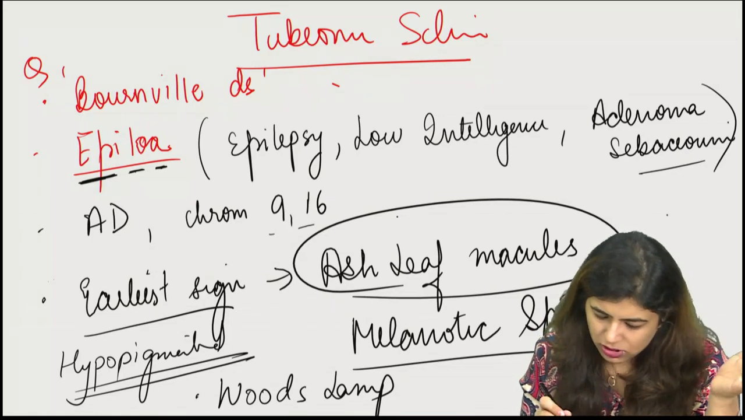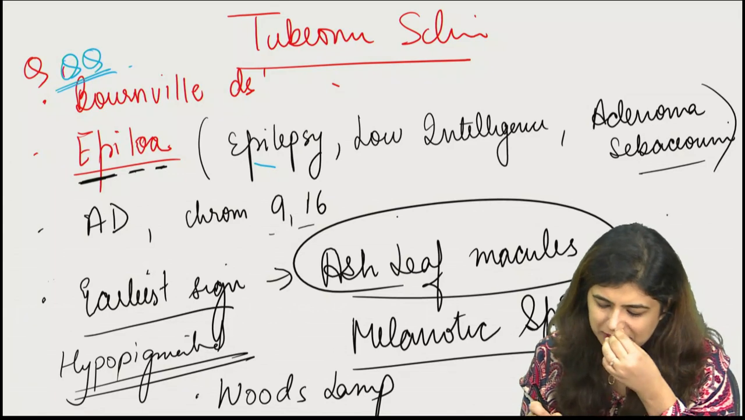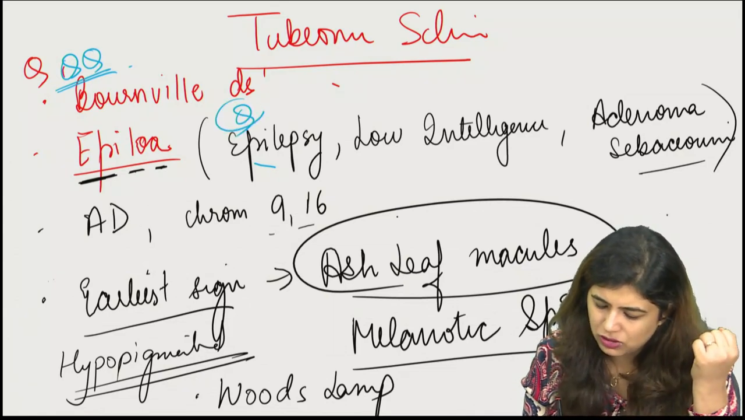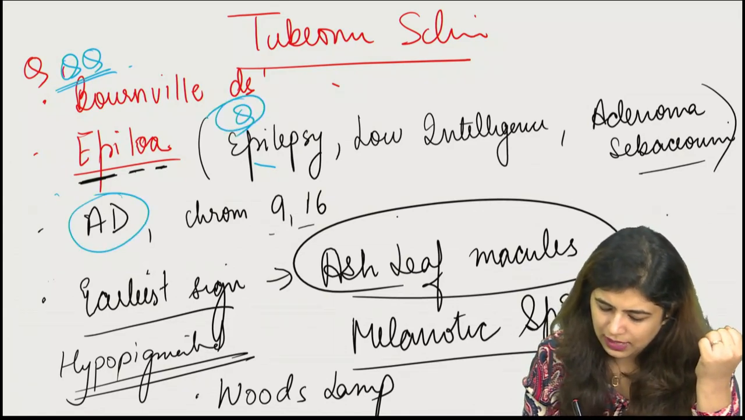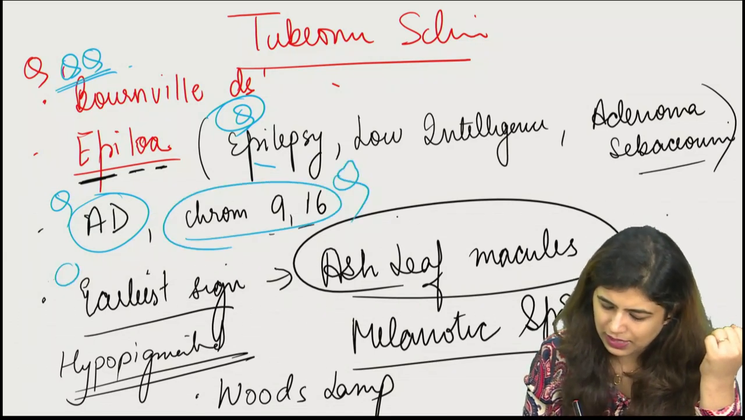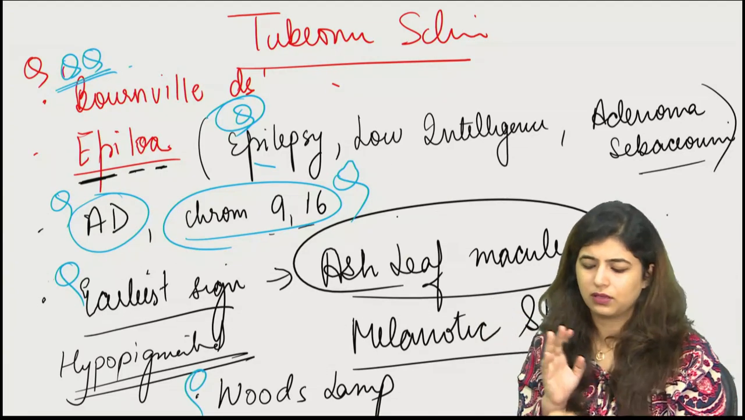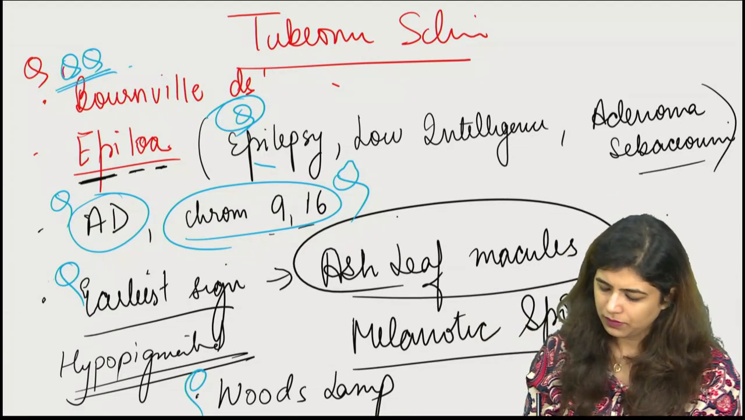So what all are the questions on this page? On this page, you are asked the synonym of Bourneville disease. Then you are asked this triad, inheritance, chromosomes, earliest sign, Wood's lamp, everything they ask you. What are the other findings?